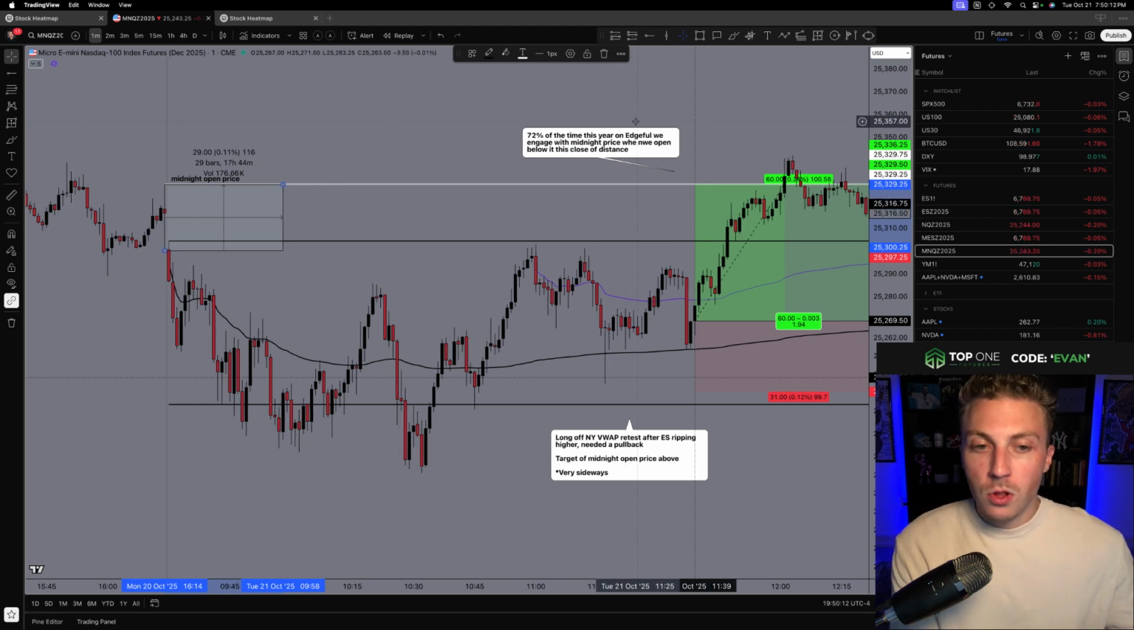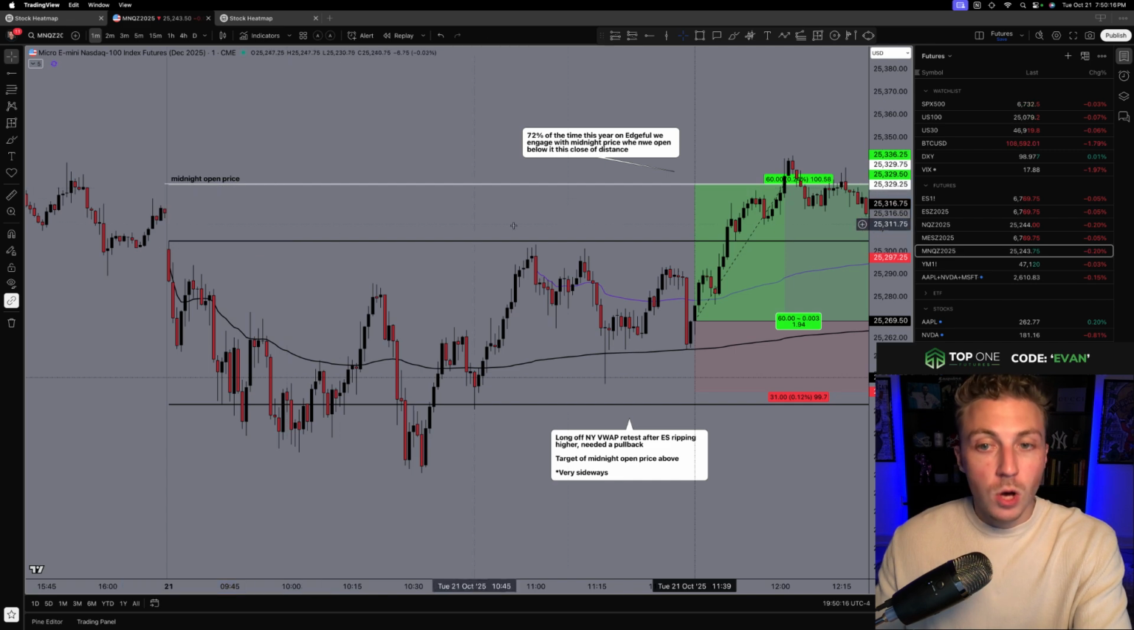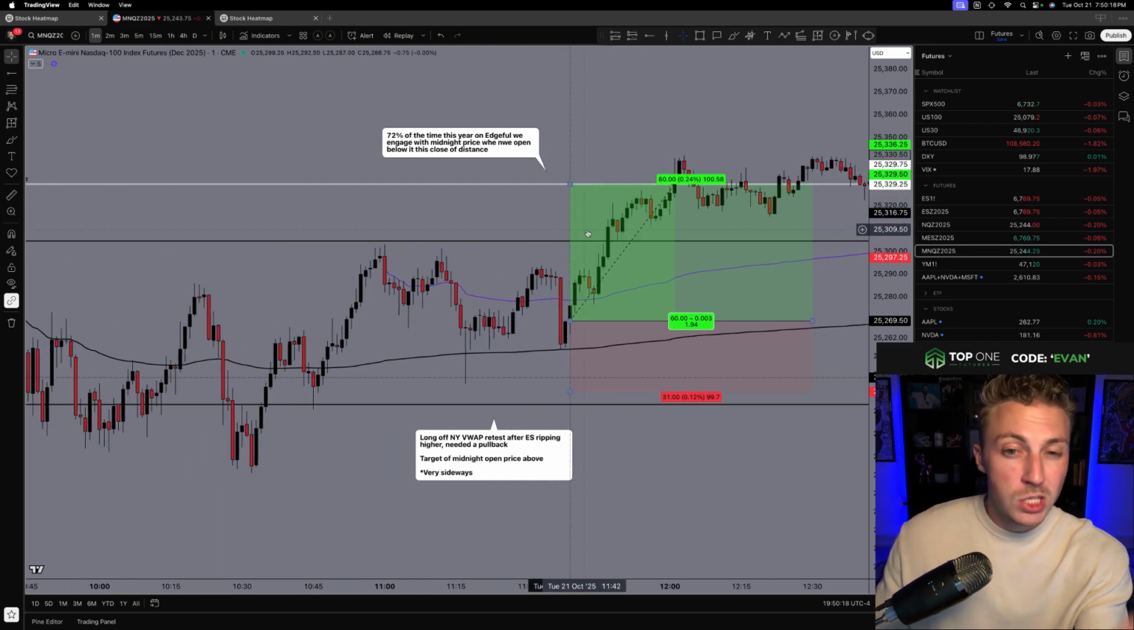And with ES looking bullish, with us holding above VWAPs, I think we definitely could have the gas to want to still go up there. Like it says it wants to 72% of the time.